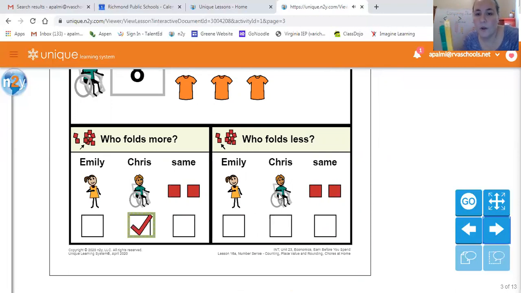Beautiful job. So our next question says, who folds less? Well, if Chris was more, then we know our other person in the story had to be less because she has a smaller amount. So our other person in the story is Emily. And remember, we can't pick the answer the same because they're not the same height, right? They're different. One of them is more. Okay?